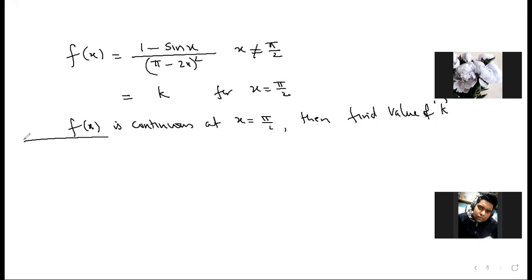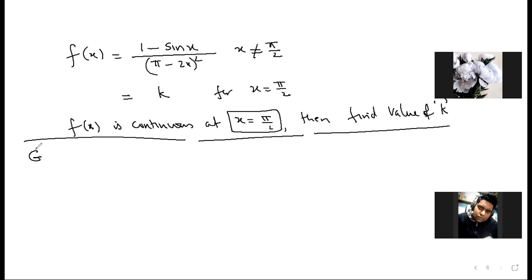So what is the difference between this problem and the previous problem? So you're told to find the value of k. When the function is given to you, it is continuous. So you will start with the given: f of x is continuous at x equal to pi by 2.